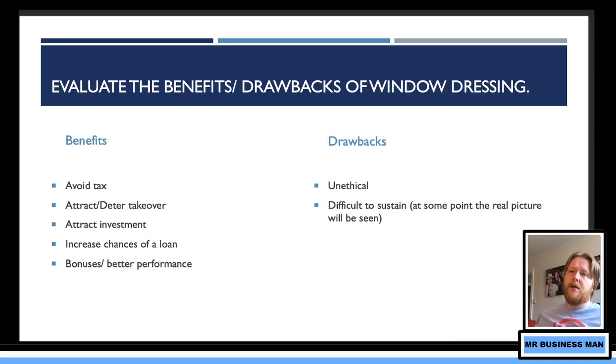Okay. Now, evaluate the benefits and drawbacks of window dressing. So the main things that it was good for, it says avoid tax. Now, when we say avoid tax, remember there's a difference between avoiding tax and evading tax. Evading tax is illegal. Evading tax is not doing what you are legally obliged to do. All right. Avoiding tax isn't illegal. It is moving things into the right place.